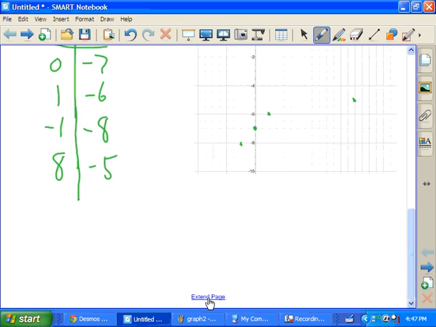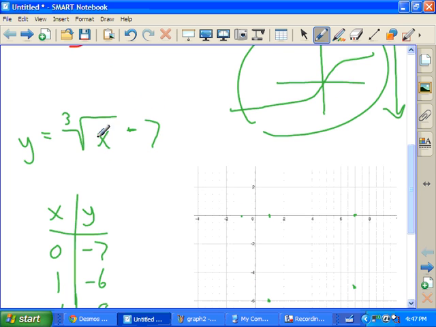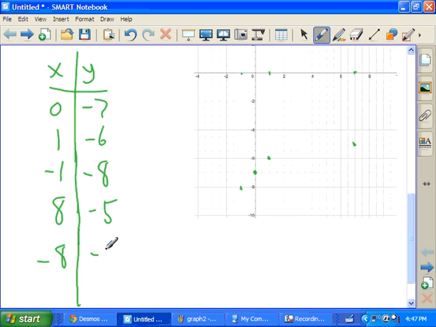Okay, let's try one more. Let's say minus 8, because I know that's a perfect cube, right? Cube root of minus 8 is minus 2. Minus 2 minus 7 is minus 9. So at minus 2, it's going to be minus 9, which is right there. Oops, sorry about that. Minus 2 is my x. Minus 9 would be right there.